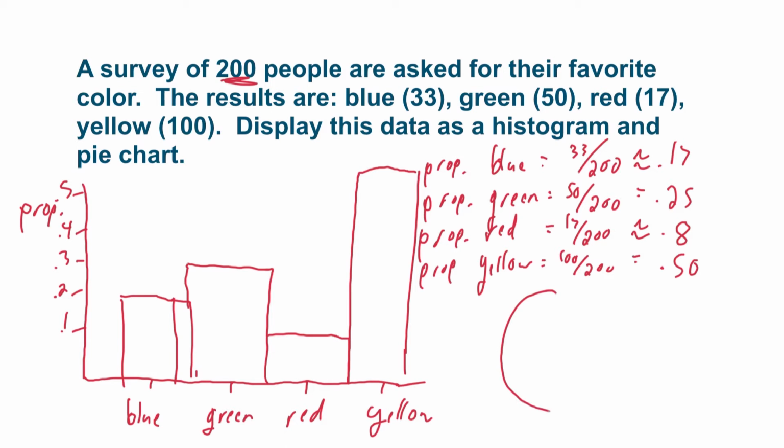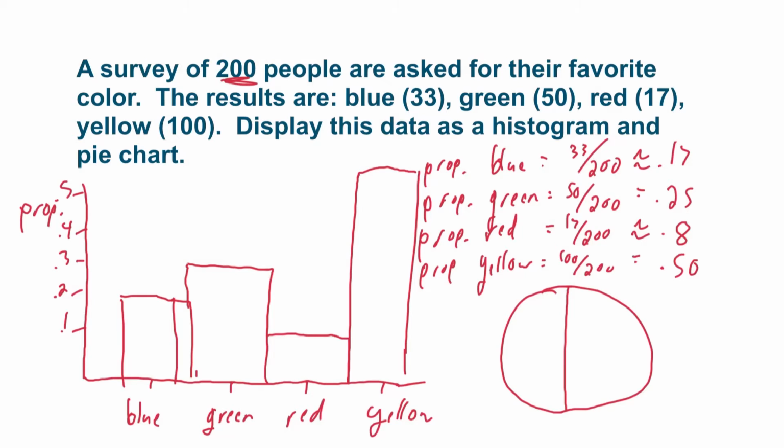And then for the pie chart, we want to cut out slices of this pie in proportion to the proportions I just computed. So yellow should be half of the pie, green should be 1/4 of the pie, and the remaining quarter should be split between blue and red. So let's do that. Let's start by saying this is yellow. Then we'll cut here and say that this is green. And then, oh, I don't know, something like this maybe. Without a computer, one can only be so precise. So that's 0.08.